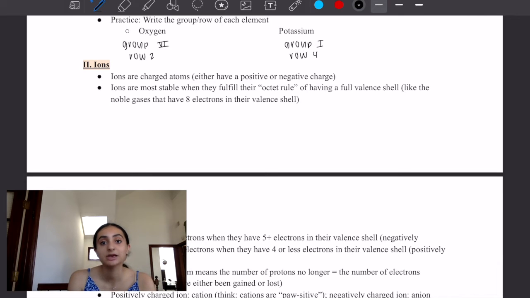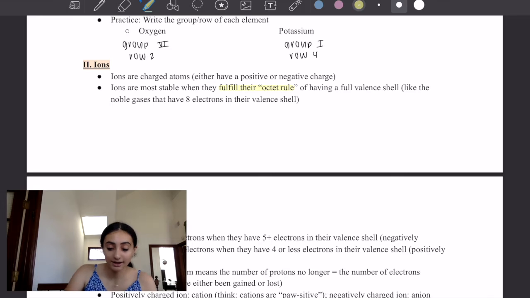charged atoms, which means that they have either lost electrons or gained electrons, and that makes their charge either more positive or negative, because if you remember, protons have a positive charge and electrons have a negative charge, and the number of protons within an atom doesn't change. But when there are more or fewer electrons, the protons and electrons don't add up to 0 anymore. They might add up to +1, -1, stuff like that.